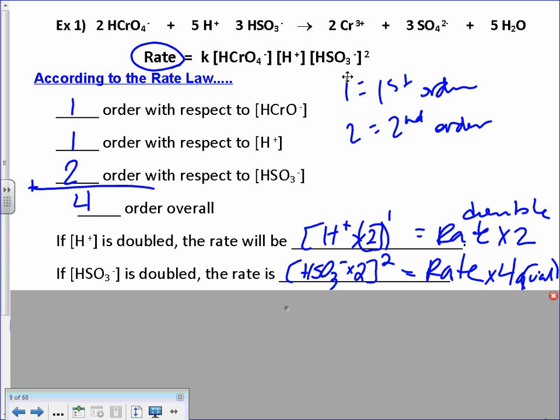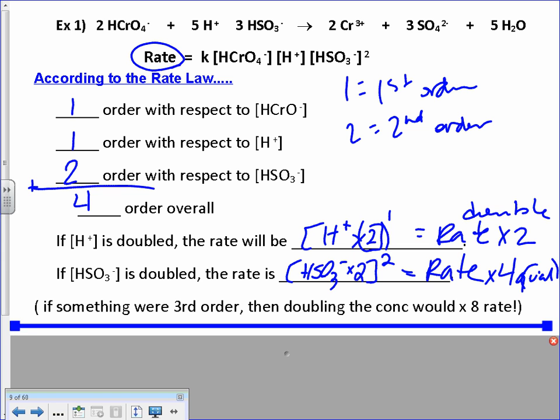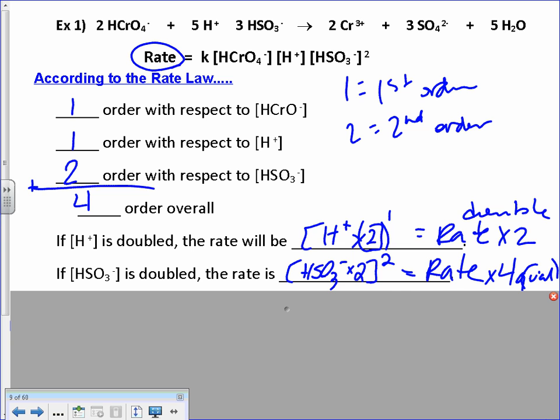So I just want to make sure you notice that these coefficients are not the orders. So that's one big mistake. People think the coefficients are the orders. They are not. These things had to be experimentally decided upon, which we'll get to in a second. Oh, let me actually ask you this one. So if something was third order, okay? Let's say, yeah. If something was third order, what would happen to the rate if I doubled the concentration of that particular reactant?